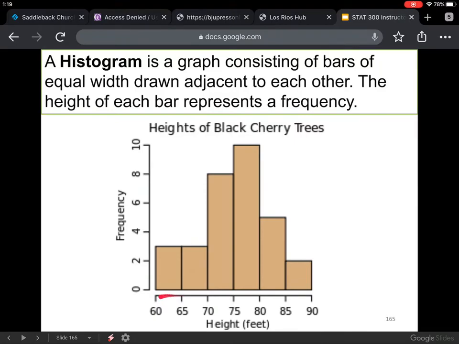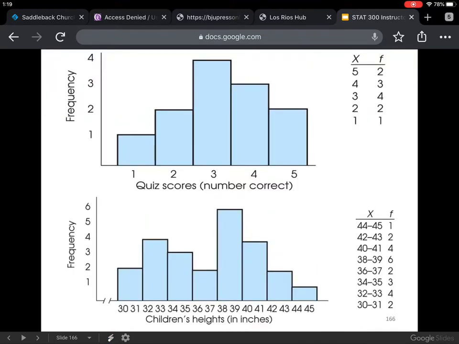Notice that the horizontal axis is numeric, it's not categorical, and that is characteristic of a histogram. Okay, so here are some more examples. I'm going to just smother you with examples here. Quiz scores. So here is an example of a side-by-side frequency distribution table, and then its corresponding histogram.